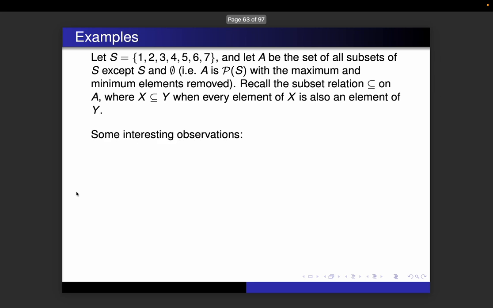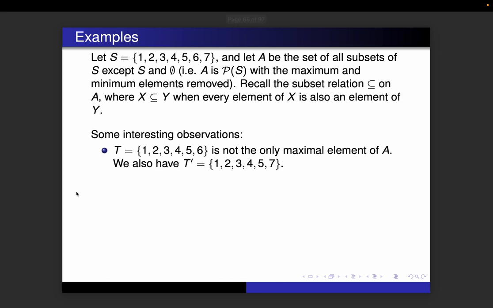All right, so a couple of observations about maximal sets. This is the set T that we chose, the numbers 1 through 6. That's not going to be the only maximal element of A. So this is a little bit weird to think about. But it turns out that if we did something like, oh, I don't know, T prime, which is the set S with the number 6 removed, that turns out also to be maximal. And in fact, any subset of S that's only missing one element is going to be a maximal element. So you have tons of maximal elements for this poset.